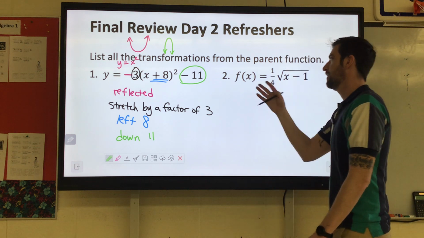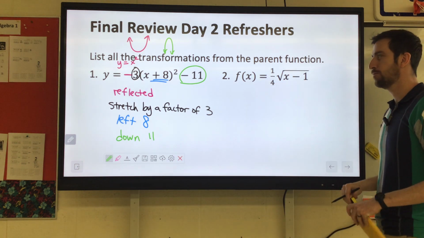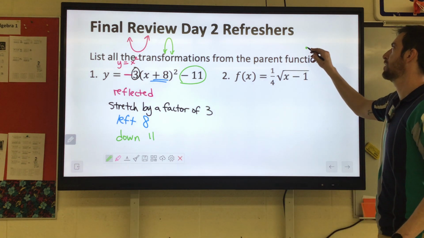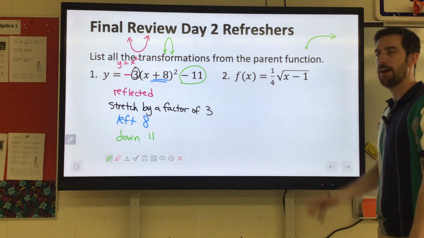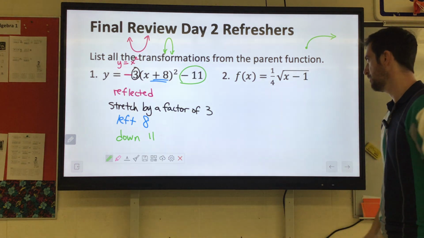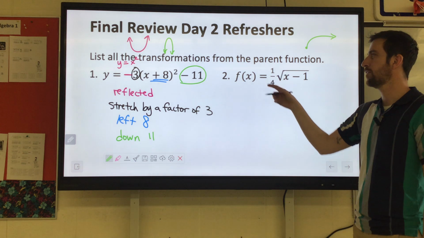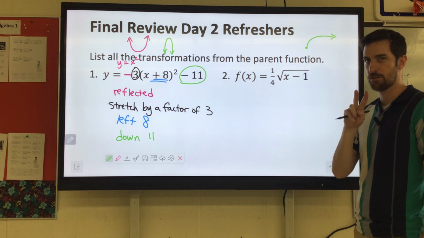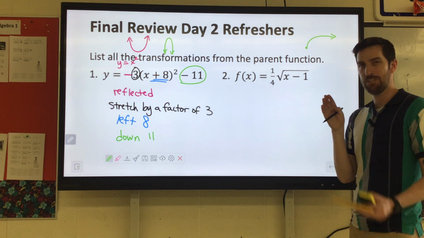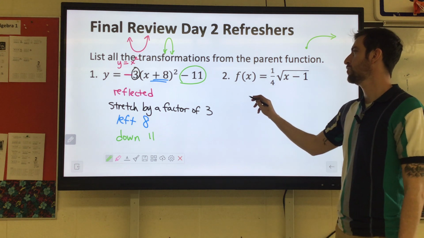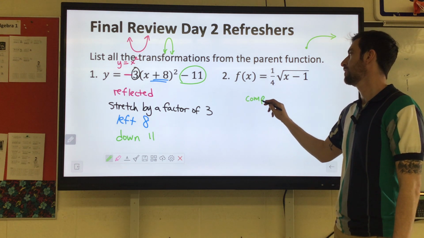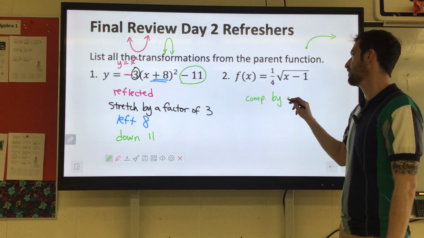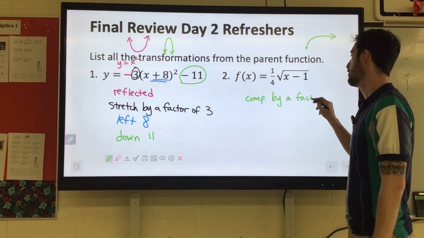Cool. Number 2 shows a square root function, which square root graphs look kind of like half of a sideways parabola. But the 1/4 out in front always shows a stretch or compression. Since this is between 0 and 1, this would show a compression by a factor of 1/4.